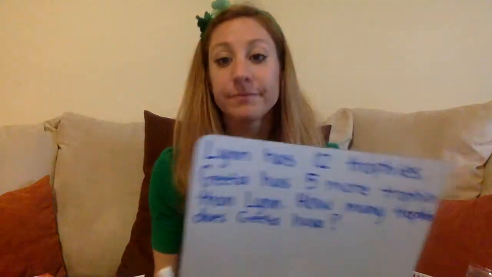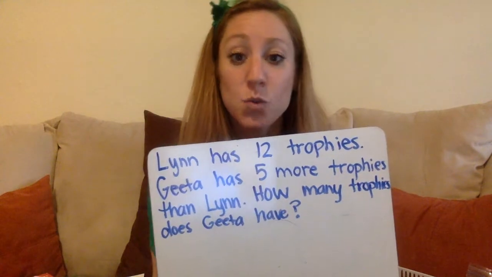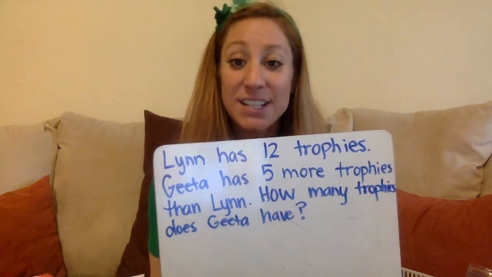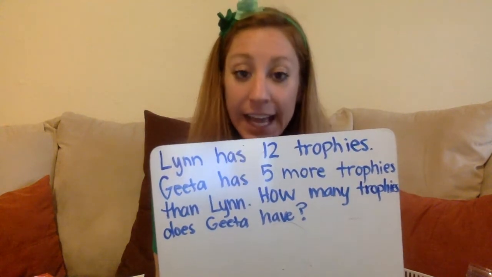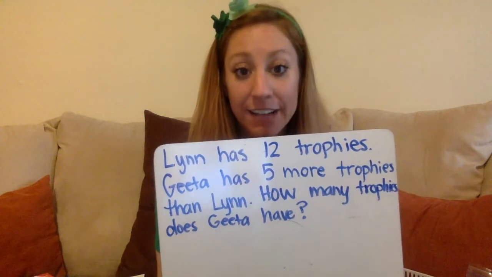Because there are a lot of word problems on the workbook pages today, I'm just going to do the examples using the problems that are in the book. So today we're doing pages 79 and 80, 81, and 82. Okay? Not getting to the thinking cap yet, just the word problems. So the first problem in the book is Lynn has 12 trophies. Gita has 5 more trophies than Lynn. How many trophies does Gita have?